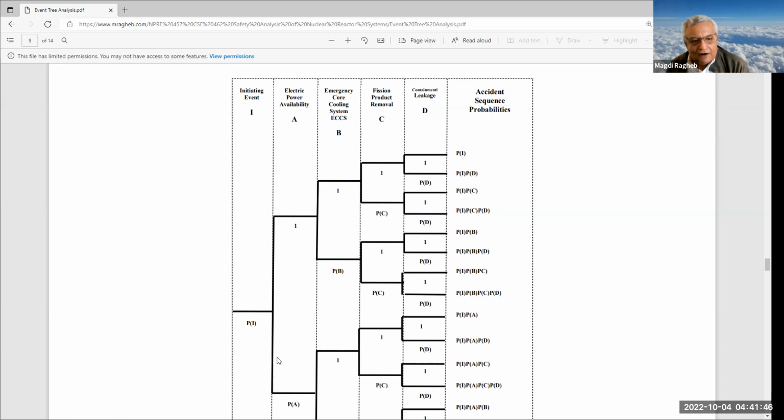So let us say that you get an initiating event, and then you look at the electric power availability. Do I have electric power? Success, oh, it's 1 minus the probability of failure. The probability of failure is small. In that case, we write it here as 1.